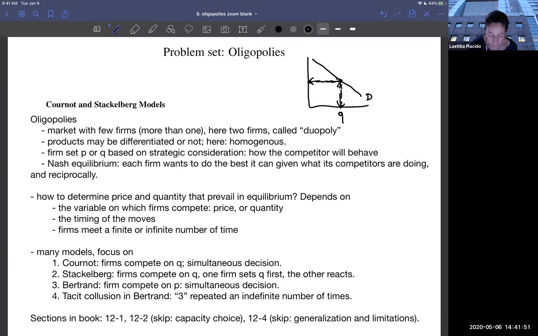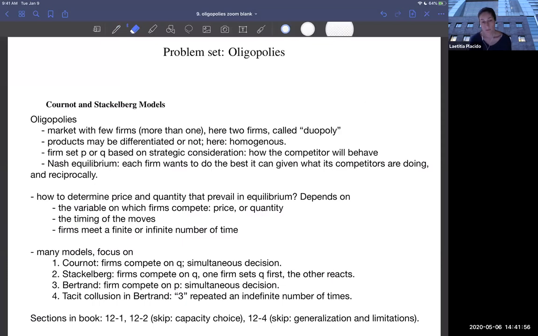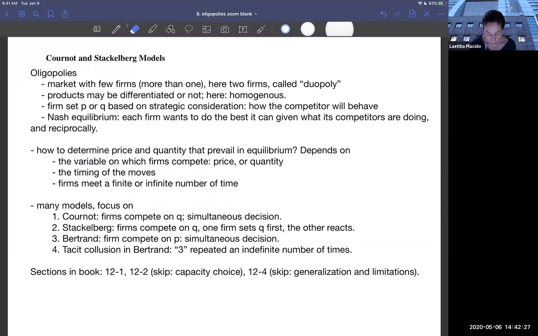In both cases, the way we're going to deal with this kind of model relies on game theory. Every equilibrium that we're going to investigate here will be a Nash equilibrium. Remember, what is a Nash equilibrium? A Nash equilibrium is a situation in which each agent, here we're talking about firms, each firm wants to do the best given the choice of its opponent. Okay? All right.